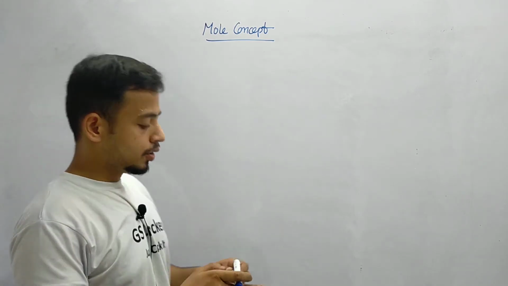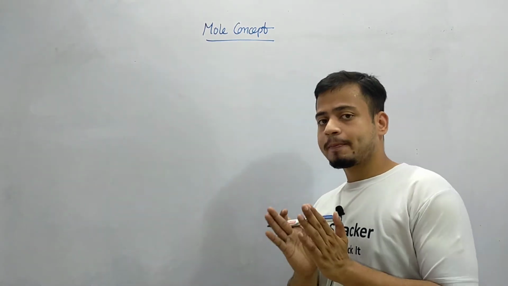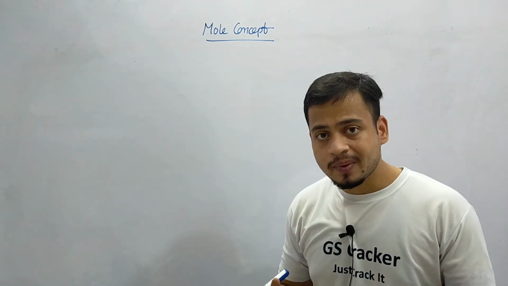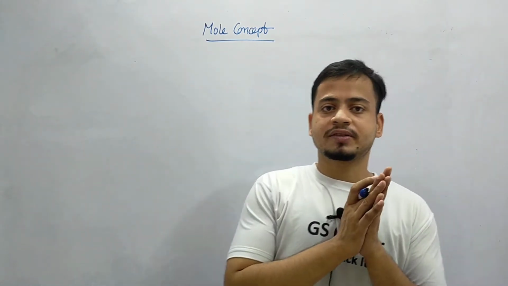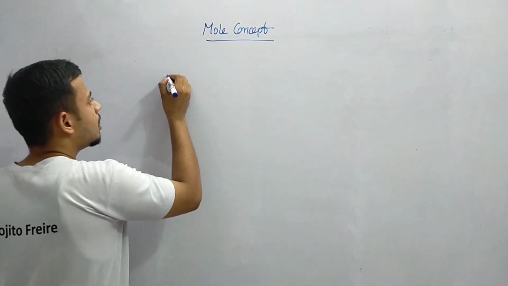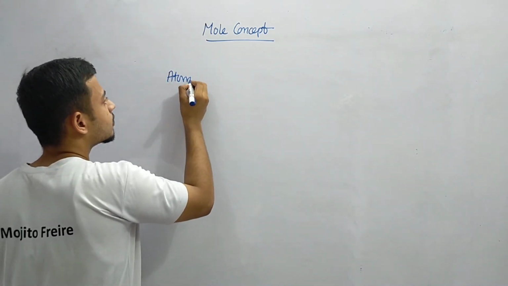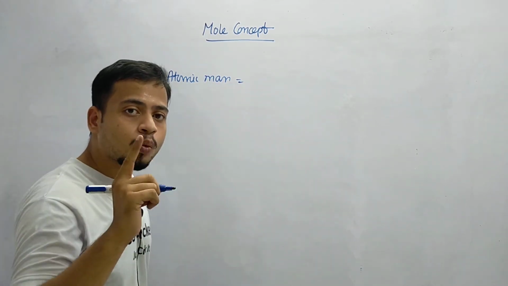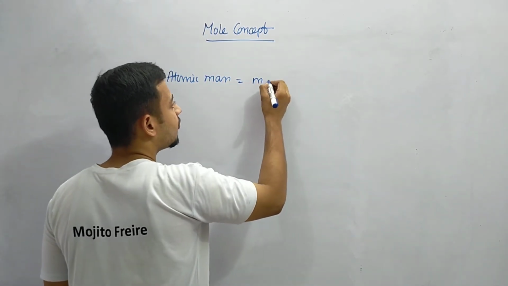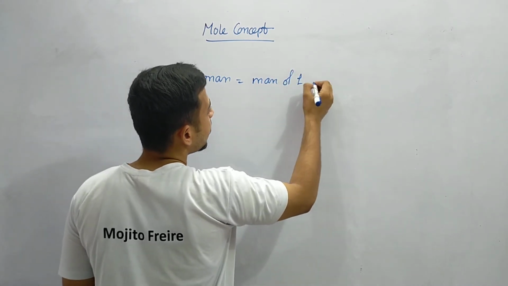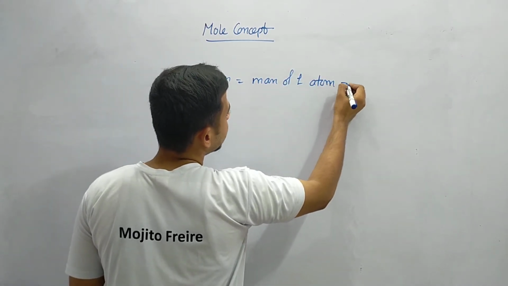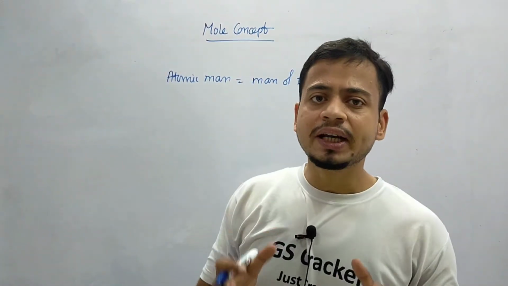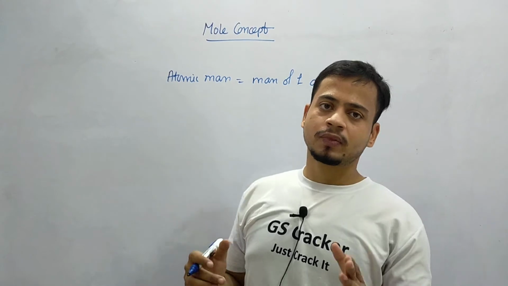Okay, so we have learned about atomic mass, we have learned about molecular mass. What is molar mass? Just listen. Atomic mass is what? It is the mass of one atom only, and its unit is U. Earlier it was atomic mass unit, now it is only unit.